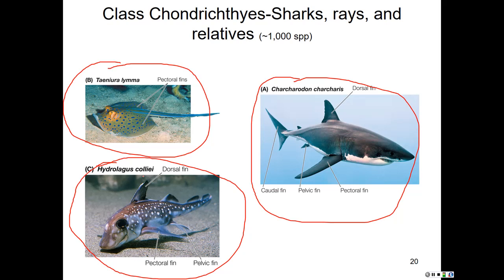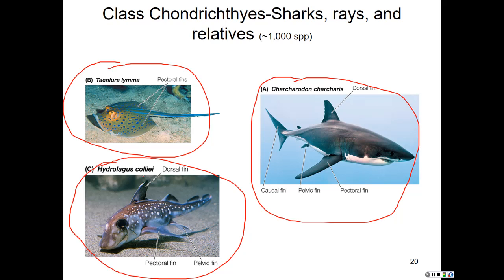These organisms must constantly swim to keep the flow of water over their gills and to not sink. One reason for that is they are more dense than water. So if they weren't constantly moving around, they would sink. Most of them are carnivorous, and I think most of us associate sharks with being carnivores. But the largest of sharks are actually suspension feeders.